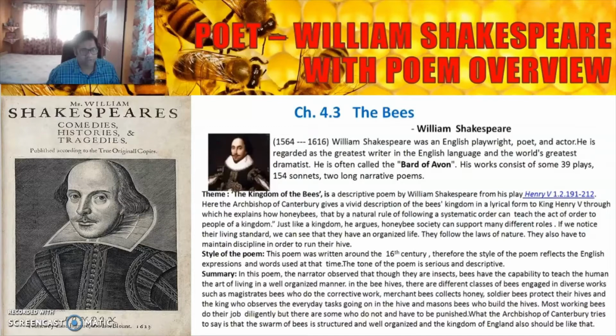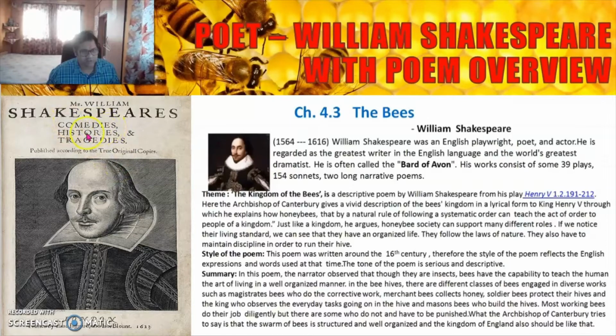Next, students, let us know about the poet of this poem. The poet of this poem is William Shakespeare. Now I want you to listen to the short biography and let us understand what he wants to express through this poem. This is the picture of William Shakespeare.